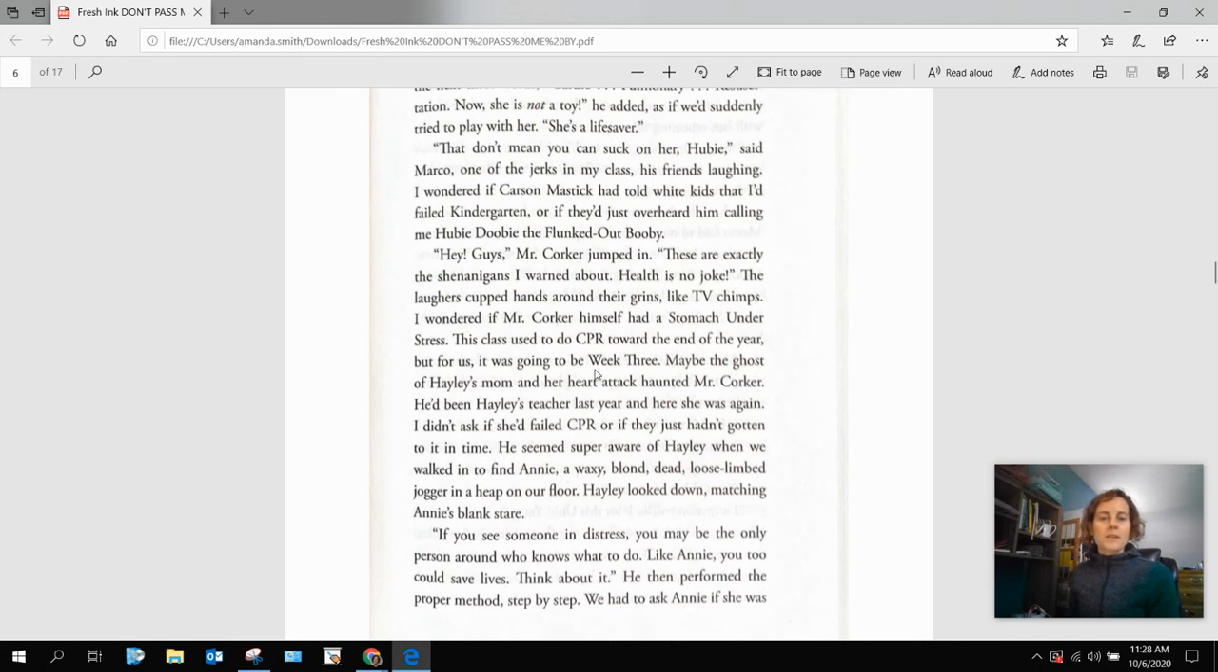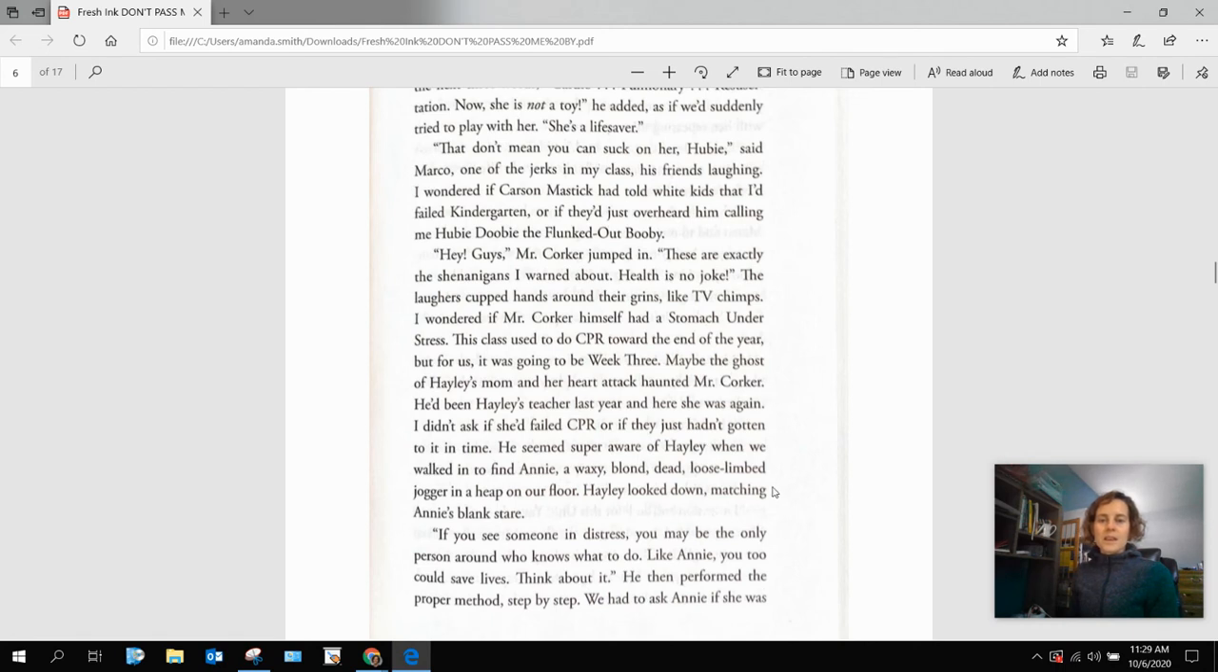Maybe the ghost of Haley's mom and her heart attack haunted Mr. Corker. He'd been Haley's teacher last year, and here she was again. I didn't ask if she'd failed CPR or if they had just gotten to it on time. He seemed super aware of Haley when we walked in to find Annie, a waxy, blonde, dead, loose-limbed jogger in a heap on our floor. Haley looked down, matching Annie's blank stare.